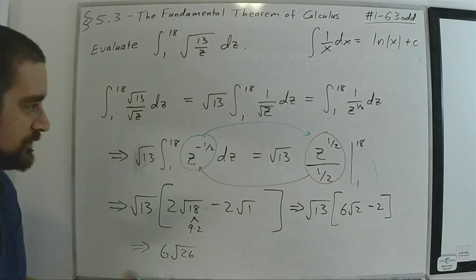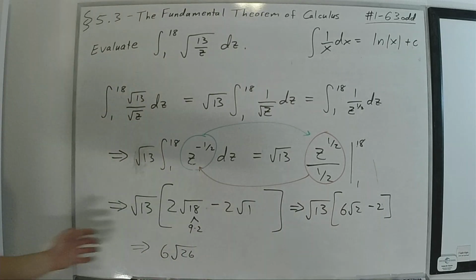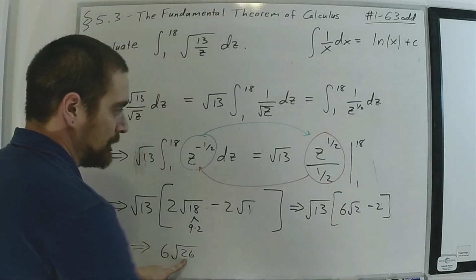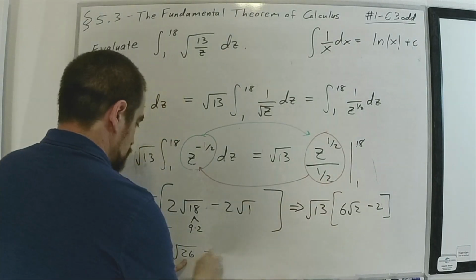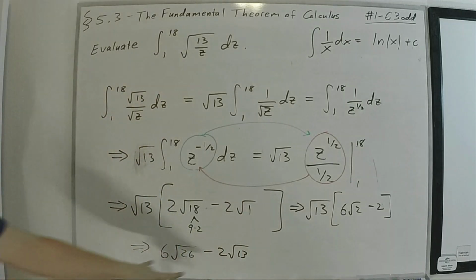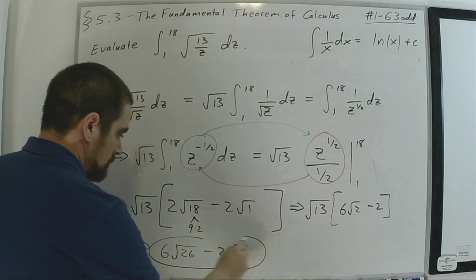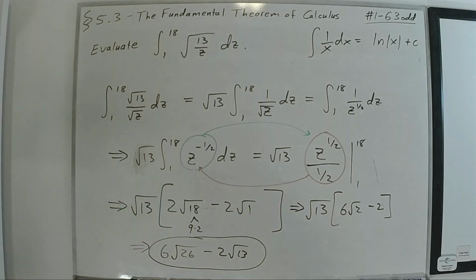Well, unfortunately, there's nothing we can do there. 2's prime, 13's prime. They don't share any common factors, so I'm going to fudge them back into one radical. Minus 2 root 13's. Now, there's nothing I can do to add these two together because they don't have like radicals. So I can't do the addition or subtraction in this case. So this is my final answer.